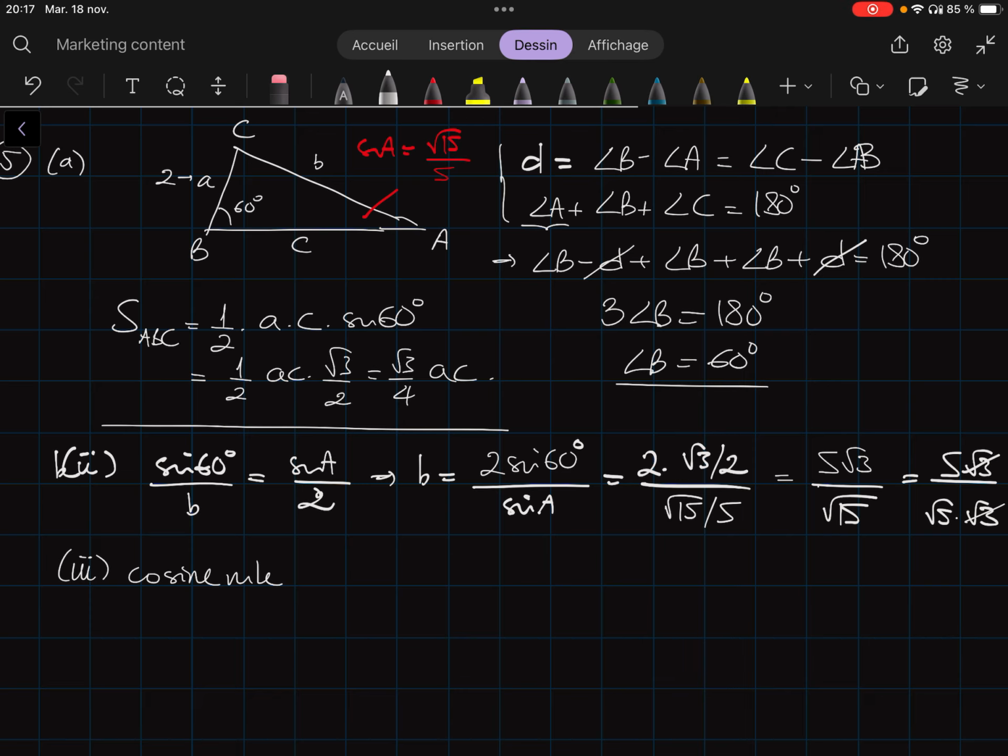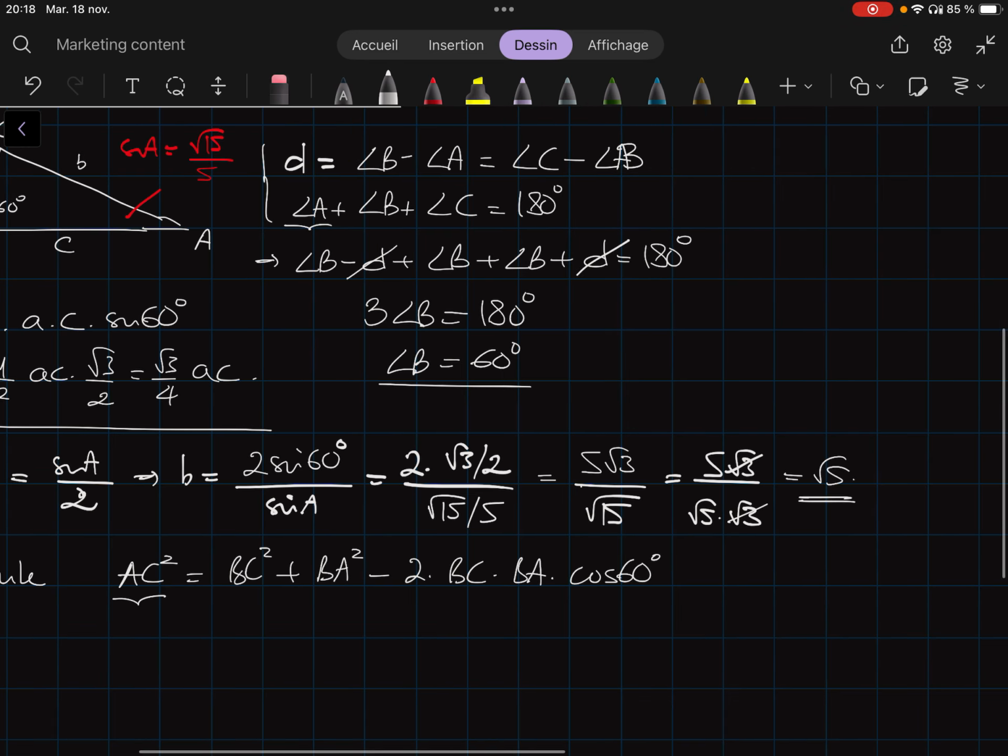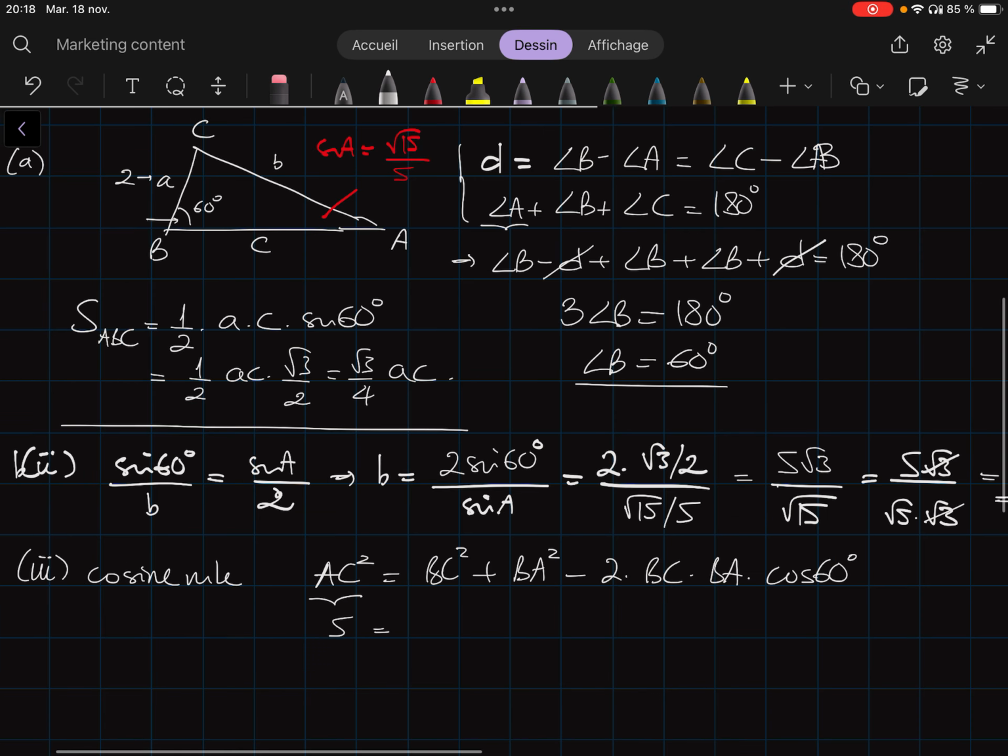For the cosine rule, we're going to use the angle 60 degrees that we are given. So, AC squared is equal to BC squared plus BA squared minus 2 times BC times BA times cos of 60 degrees. AC squared, that is b squared. b is root 5. BC squared, that's got to be 4. BA squared, BC, BA, cos 60.